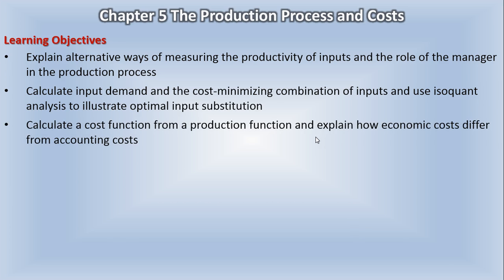We're going to calculate a cost function from a production function, and explain how economic costs differ from accounting costs. So again, just highlight the difference between costs, where with economic costs, we're talking about opportunity costs that involve both explicit and implicit costs, versus accounting costs that have just the explicit costs accounted for.